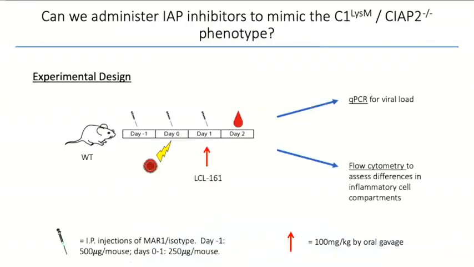To test this concept, I suppressed wild-type mice with MAR1 and treated these mice with either vehicle or the IAP antagonist LCL161 at 24 hours post-infection. Mice were euthanized at 48 hours post-infection, and plasma was processed for qPCR. In addition to using qPCR to assess viral load, I was also interested in determining whether LCL161 treatment was altering the composition of the myeloid compartment in LCL161 treated animals, given that dengue virus predominantly infects myeloid cells. To answer this question, white blood cells were also isolated from blood and spleen and processed for flow cytometry.